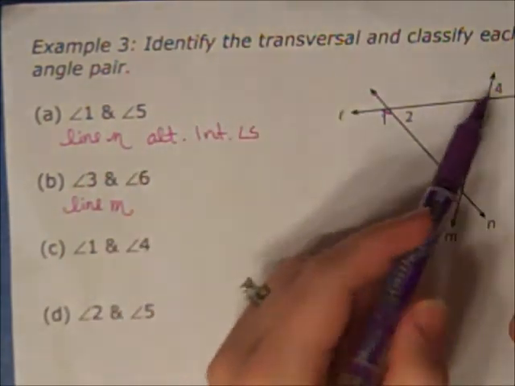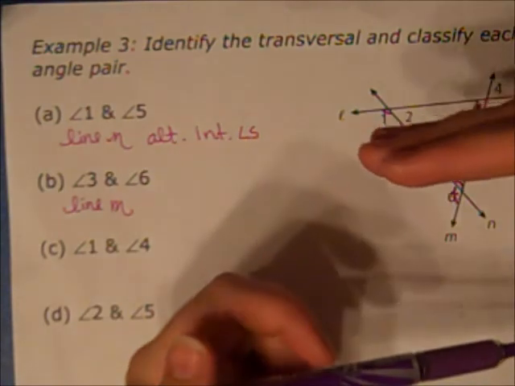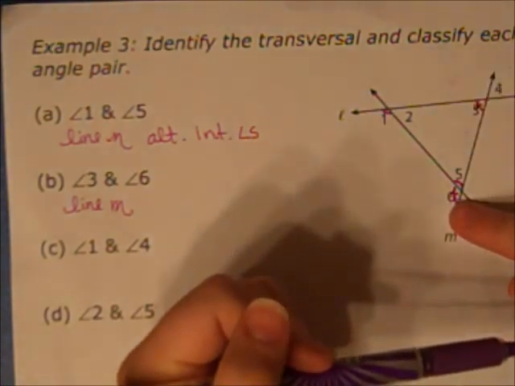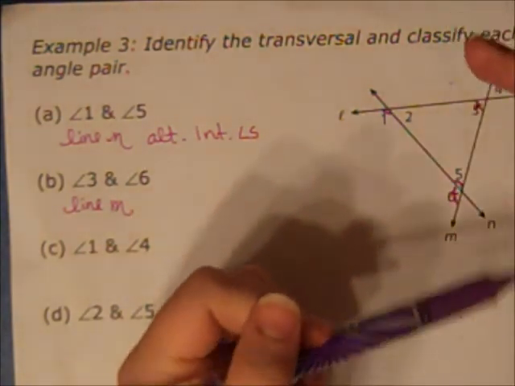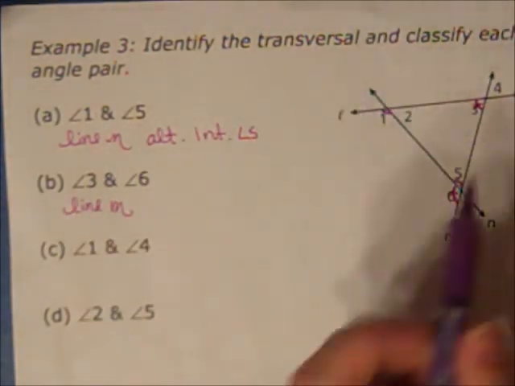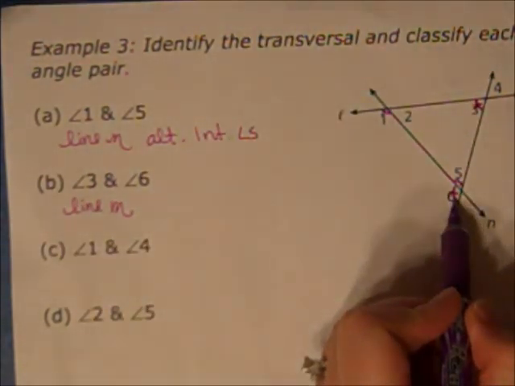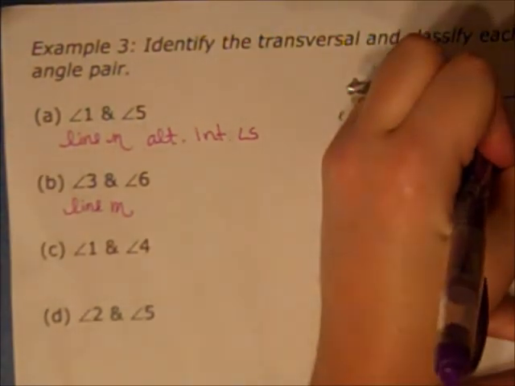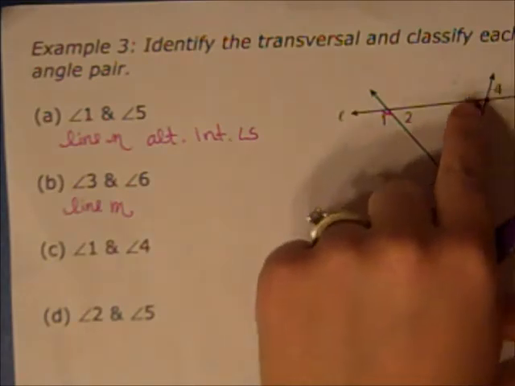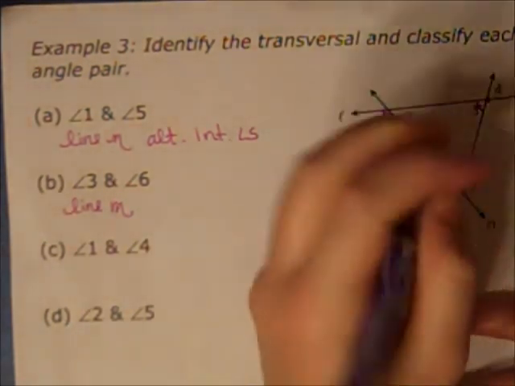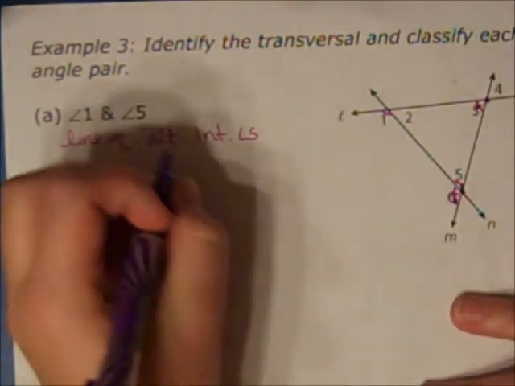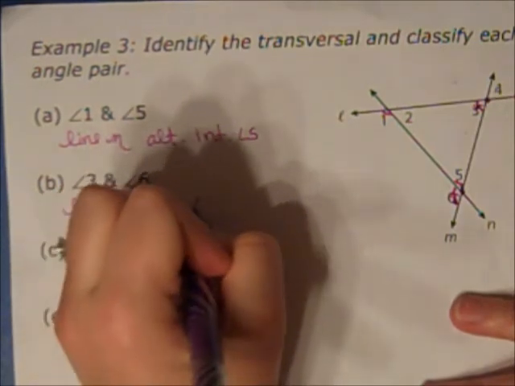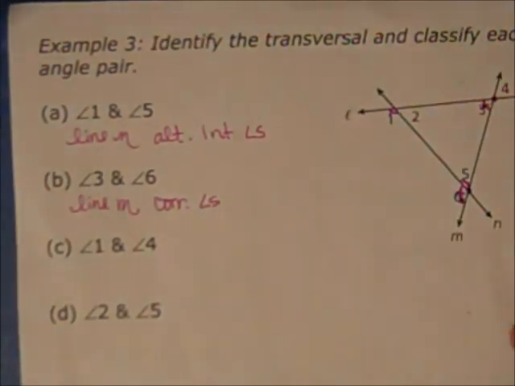Now, 3 is on the inside. He's down below line L, but so is 6. He is below line N. So they're not same side interior because 6 is on the bottom. He's on the outside. So same side, but they're both in the same position. Like if you look here, this is bottom left. If you look at this intersection, this is bottom left. So that is corresponding. Corresponding is the one that people forget because it's not alternate interior, same side interior. It has a different kind of name, so hold on to that one.